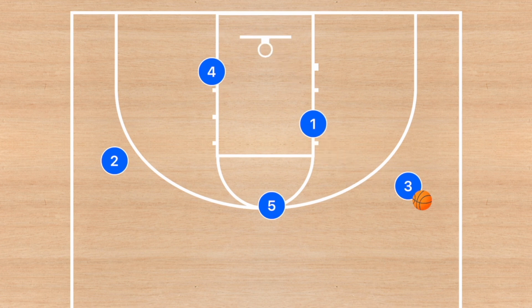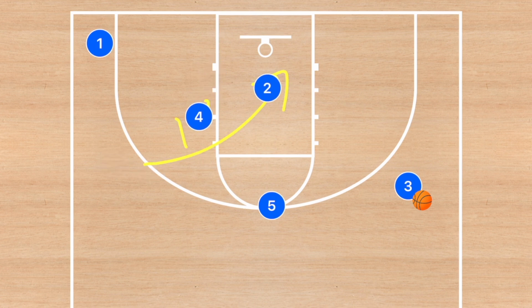If that's not open, we will have player 1 clear out to the three-point line on the opposite corner, and then player 4 is going to be setting a back screen on player 2's man. Player 2 is going to then cut to the rim, and this could be a dunk or a layup. Doesn't necessarily matter, but that's going to be a pass to player 2 if he's open. If he's not, he clears out.